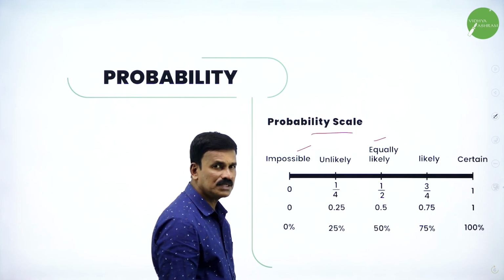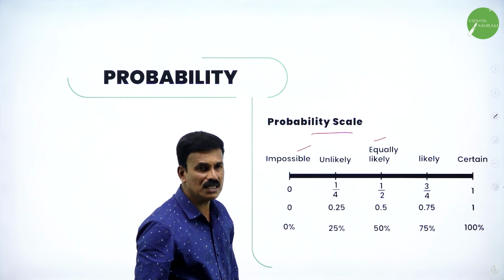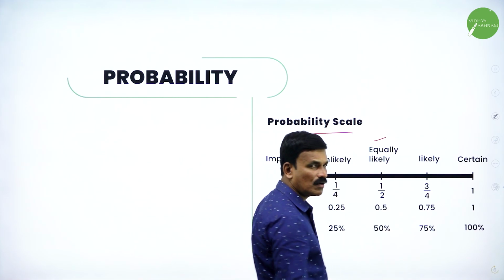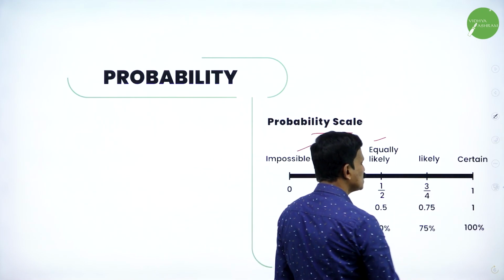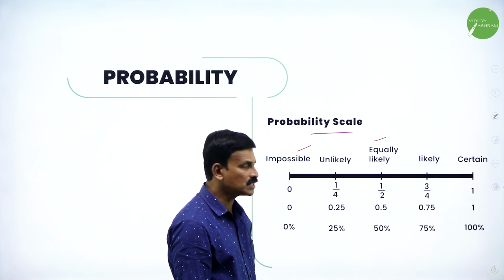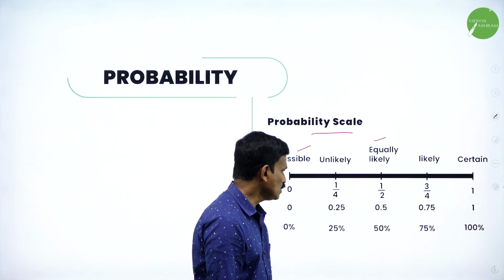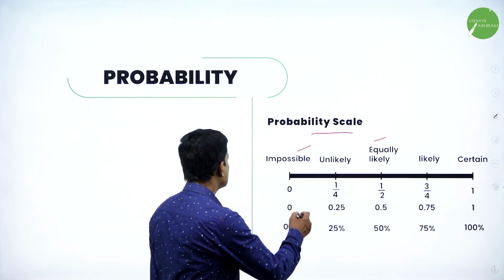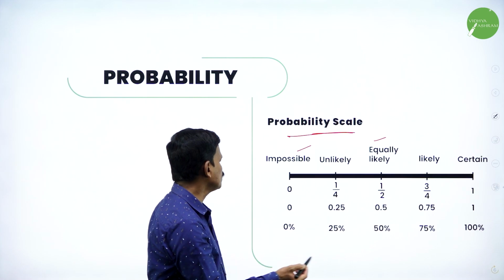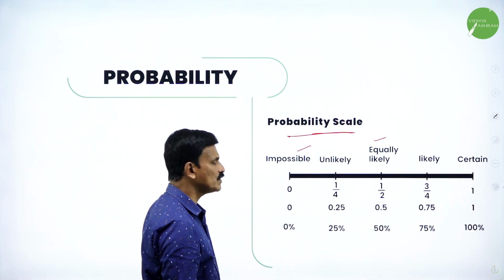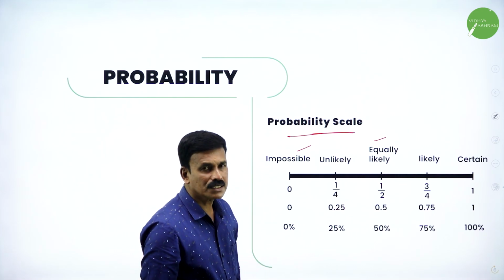Unlikely events means 1/4, that is 0.25 or 25%. Equally likely means 1/2, that is 0.5, equal to 50%. Likely events means 3/4, that is 0.75, equal to 75%. And certain events is 1, that is 100%. So this is the simple probability scale: 0.25, 0.5, 0.75 and 1, that is 25%, 50%, 75% and 100% for unlikely, equally likely, likely and certain events.